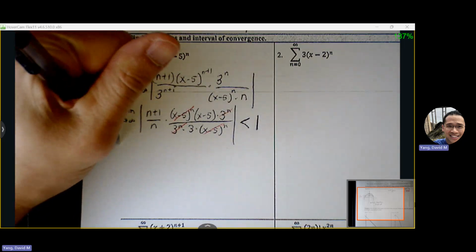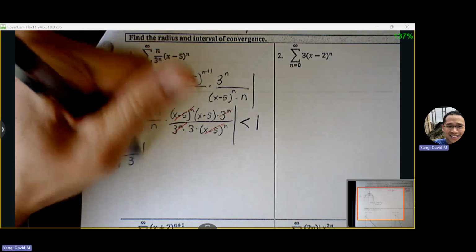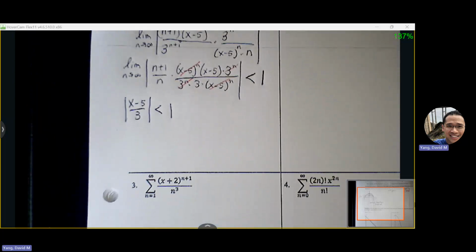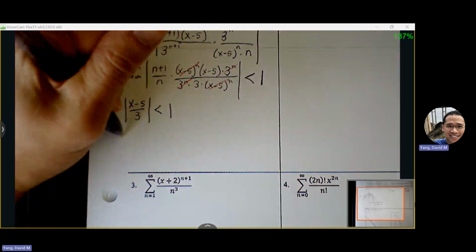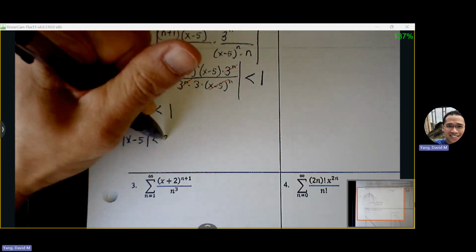So we'll set it up this way. The absolute value of x minus 5 over 3 is less than 1. I'm going to multiply that 3 over to the right side. So I'm going to have the absolute value of x minus 5 is less than 3.